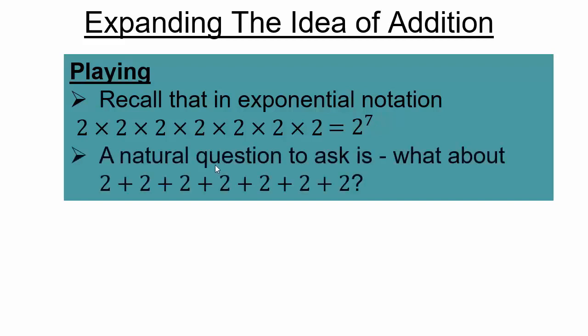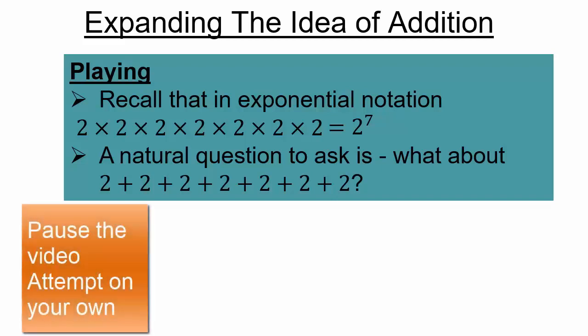And so a natural question to ask would be, what should I write for 2 plus 2 plus 2 plus 2 plus 2 plus 2 plus 2? I don't want to have to keep saying 2 plus 2 plus 2 all these times. What would be a natural way to write that now that you have done the previous section? So go ahead, pause the video, and write down what we should write that as. Go ahead, think about it.